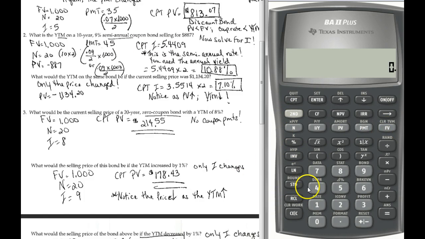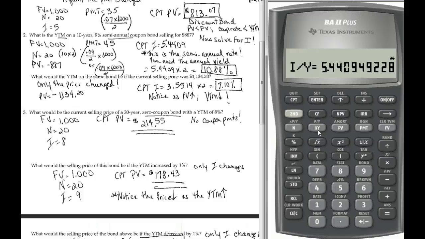So let's give it a shot. 1,000 was our future value, 20 was our N, 887 was our present value, or the selling price, 45 was our payment. Make sure you plug that present value in as negative if you didn't already do so, and compute your I and get 5.4409. This is a semi-annual rate though.